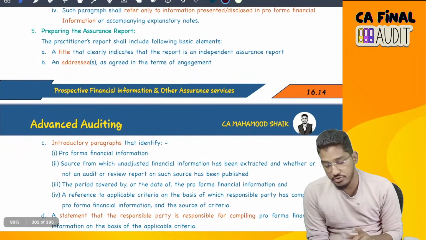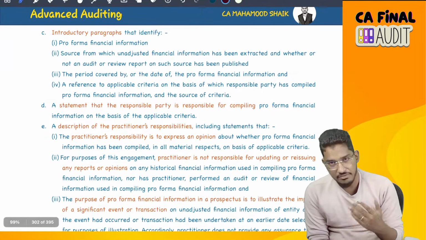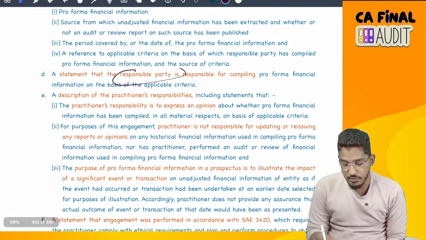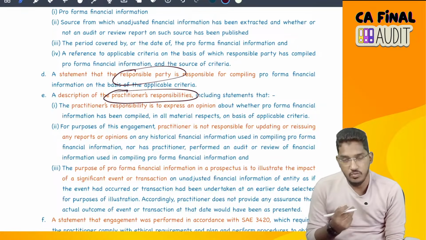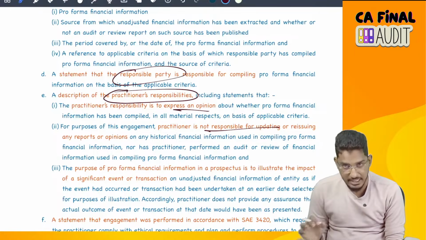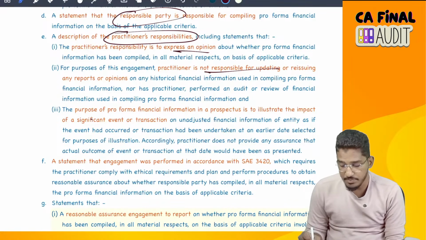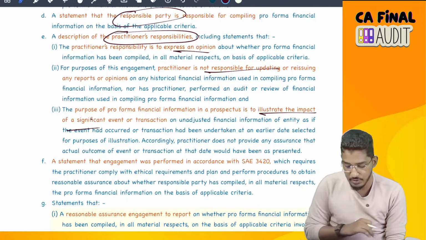In your report, various contents should be there, like the title, the addressee, and you have to include an introductory paragraph, which is similar to the opinion paragraph. Then you have to explain a statement regarding the responsible party's responsibilities, and responsible party in the sense management will come here. And also you have to explain in a detailed manner what your responsibilities are, like your responsibility is to express an opinion, and you are not responsible for updating or issuing any reports on any historical financial information. And the purpose of pro forma financial information in the prospectus is to illustrate the impact. So what is the purpose of the pro forma financial information, that also you have to explain.